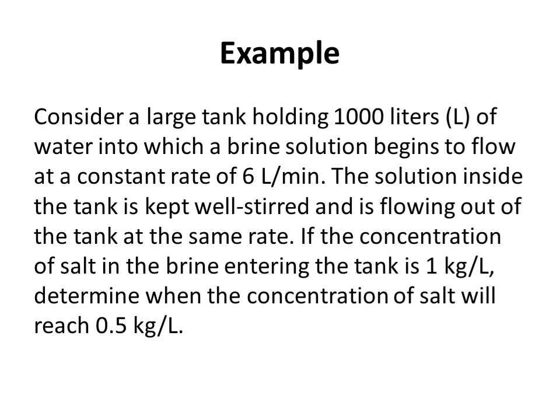Example: consider a large tank holding 1000 liters of water into which a brine solution begins to flow at a constant rate of 6 liters per minute. The solution inside the tank is kept well stirred and is flowing out of the tank at the same rate. If the concentration of salt in the brine entering the tank is 1 kg per liter, determine when the concentration of salt will reach 0.5 kg per liter.